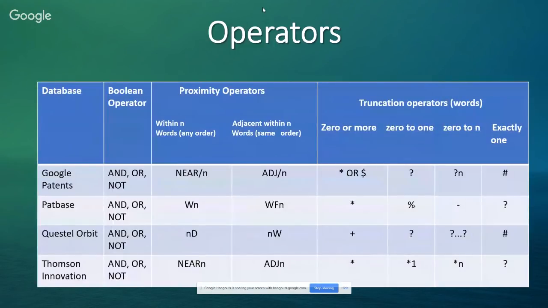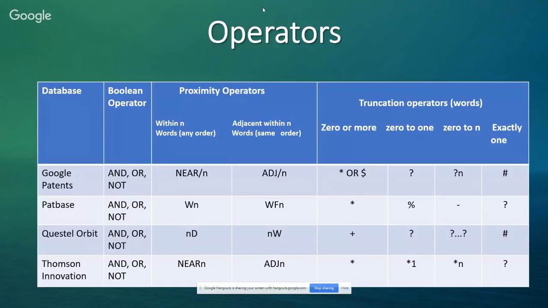This is just a compilation of different operators used across different databases. But for the scope of this lecture, I'm going to focus more on Google Patents, and if time permits, I'll move on to explain PatBase, which is a paid database. Google Patents is a free search tool one can use to search the patent database.